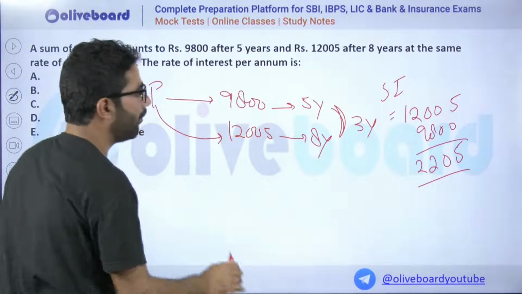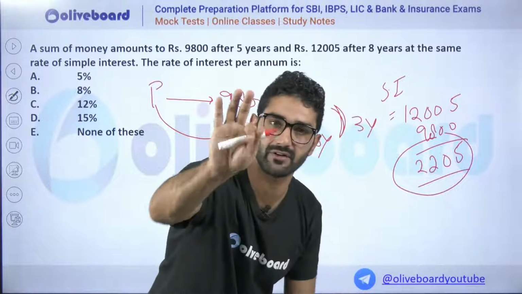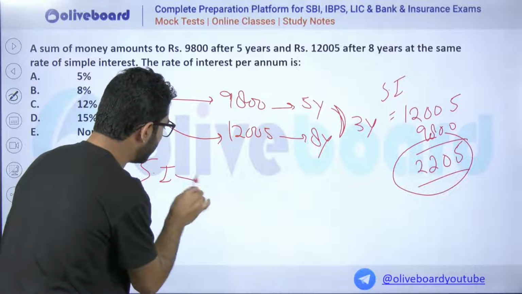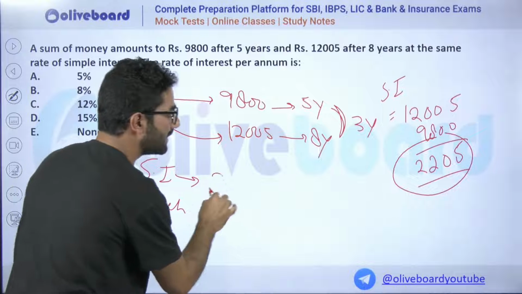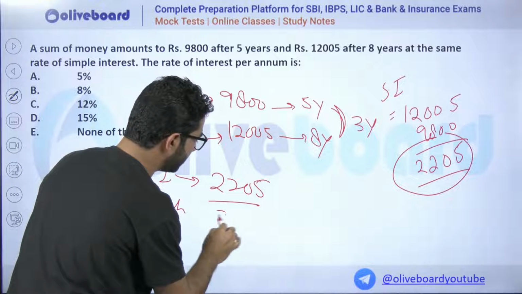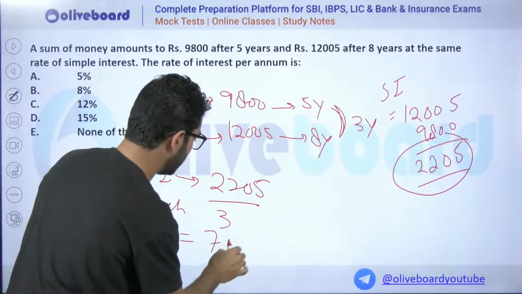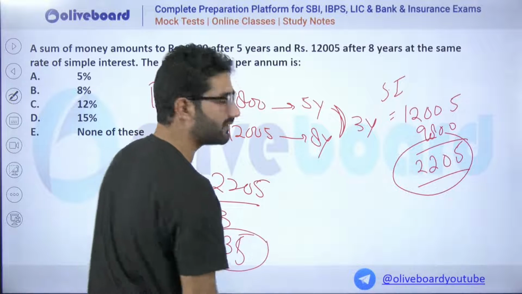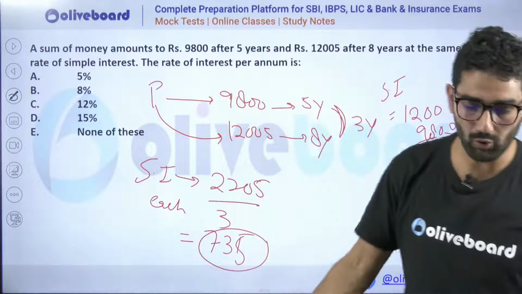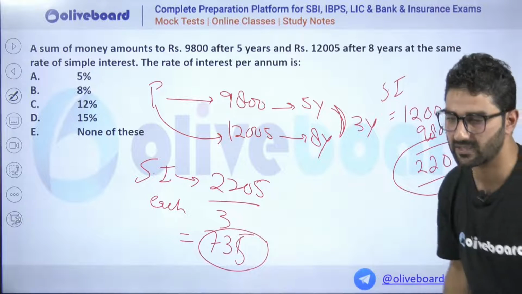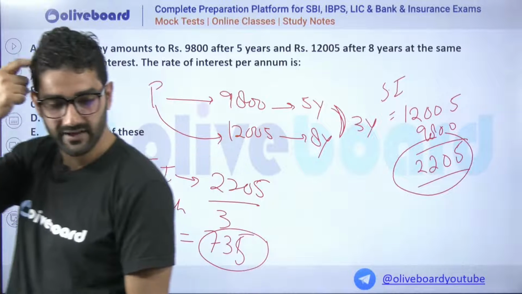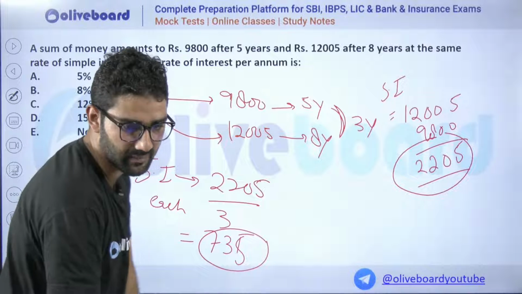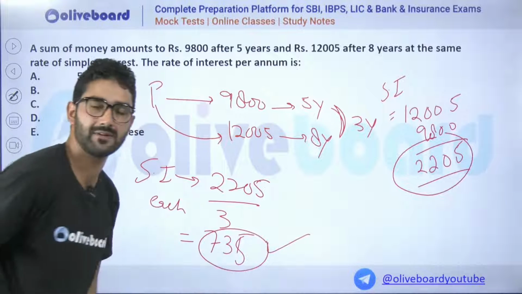Obviously, this is the simple interest for 3 years. If I have to calculate the simple interest for each year, it is 2,205 divided by 3. 7 times 3 is 21, so it is 735. You got the simple interest for each year. Yes, Das has given me the answer, and Saswat, yes, my dear. Very good. So we got this much.